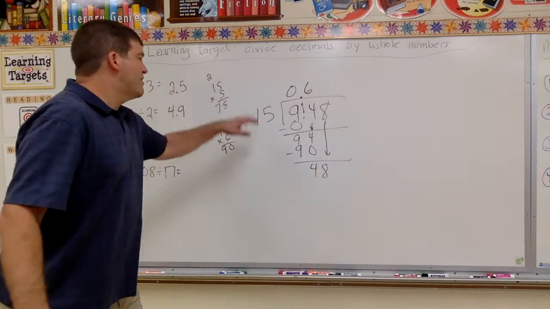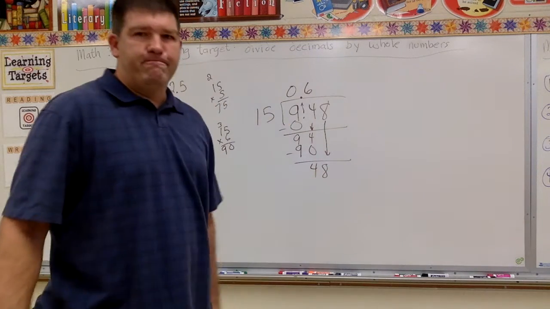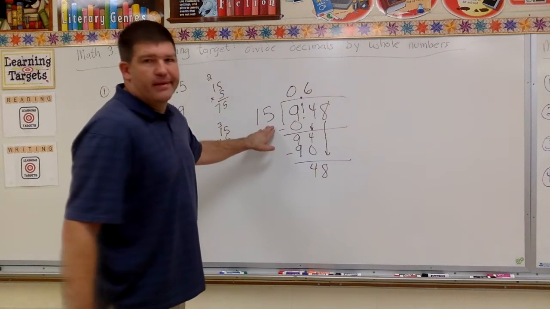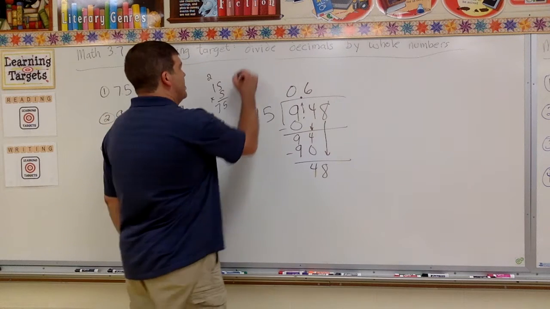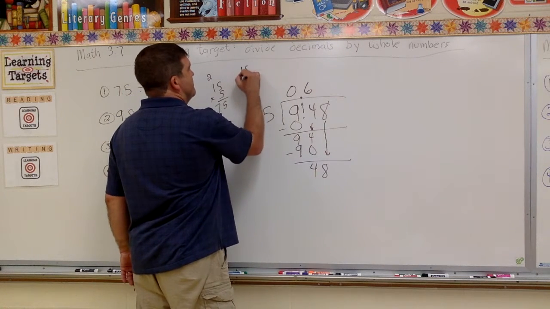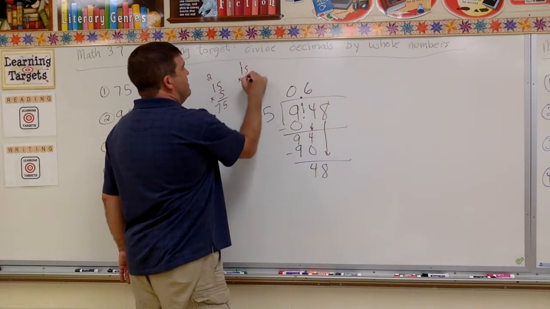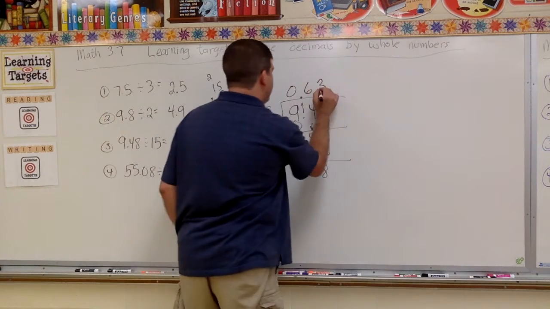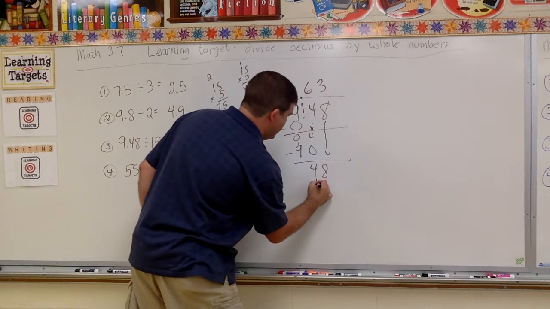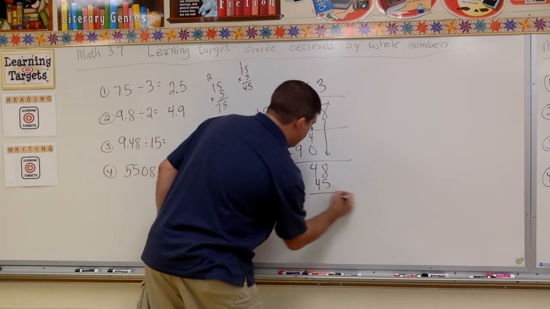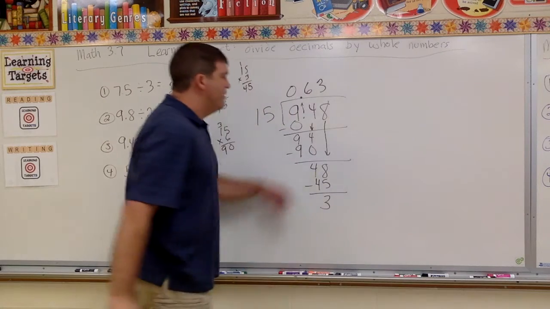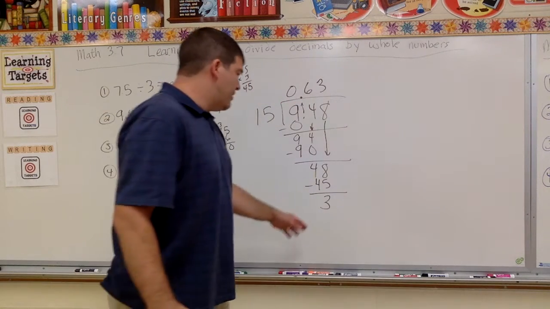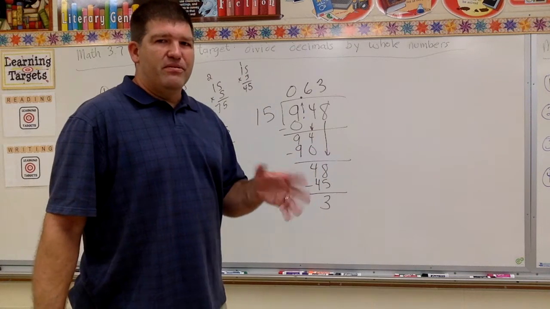8. How many times does 15 go into 48? I'm thinking 3 times. 15 times 3. That's 45. That's pretty close. So 3 times 15 is 45. Subtract that out, I get 3. I have no numbers to bring down. I could say it's 0.63 with a remainder of 3, but we don't do that.